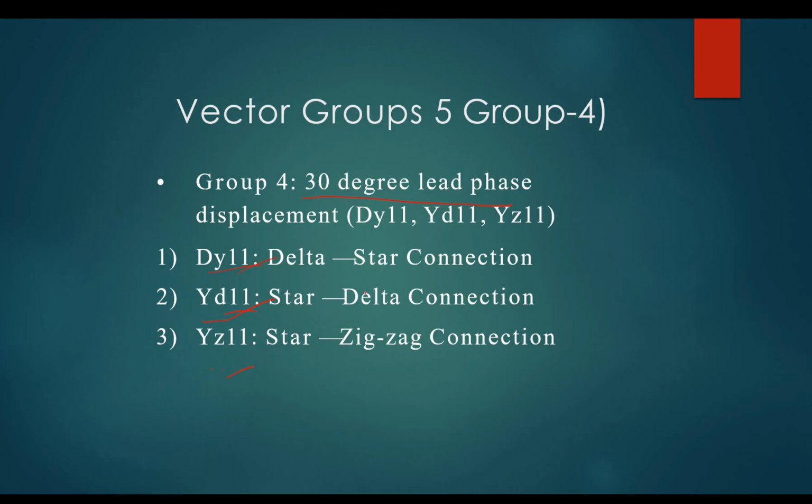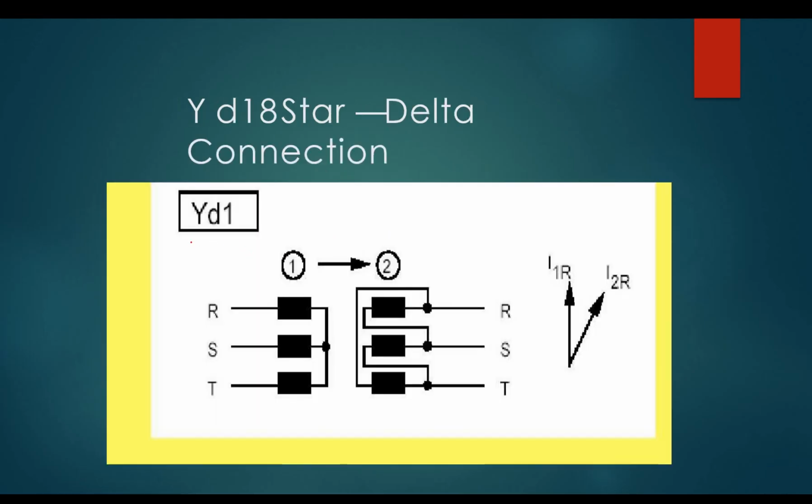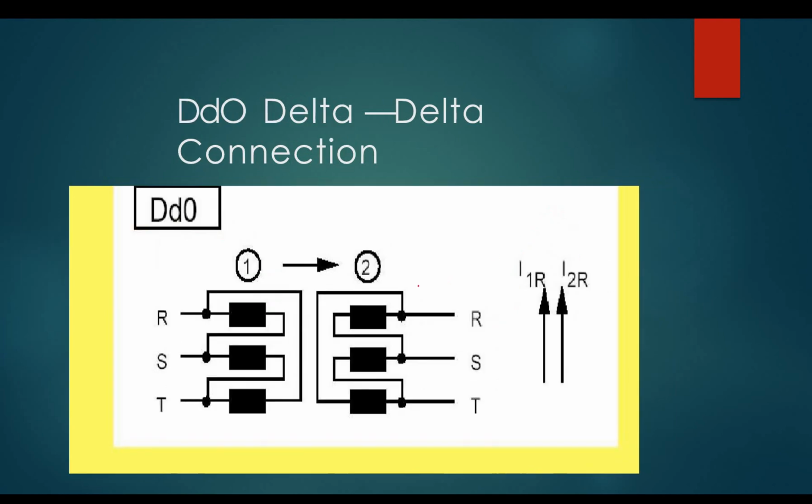Z means zigzag, D means delta, Y means star. So talking about YD1, Y is the star, a capital letter, this is the high voltage winding, and this is the delta low voltage winding. This is 1. DD0 means delta delta: this is delta, this is delta.